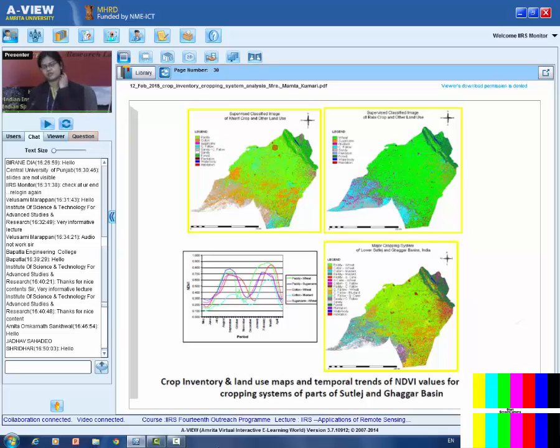So this is just one graph. This is a crop inventory map for the Kharif season, monsoon season. This is for Rabi season, and this is the cropping pattern map, which is produced by integrating these two crop inventory maps. This is just showing the spectral profile crop calendar in the study area to analyze how many crops are growing and what is their temporal distribution.